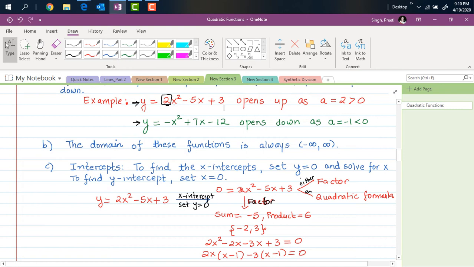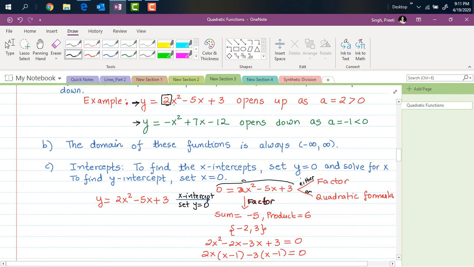So if I want to find x-intercepts, I set y equals 0. My equation becomes 2x squared minus 5x plus 3 equals 0. But that's a quadratic equation, and we have already learned about solving quadratic equations. To solve it, you can either factor or use the quadratic formula.